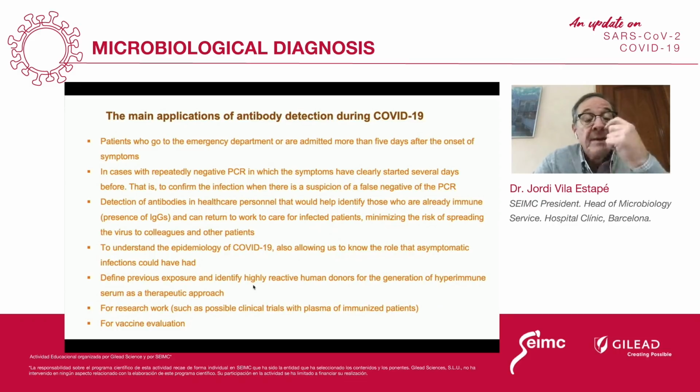The other application to detect antibodies is to understand the epidemiology of COVID-19, also allowing us to know the role of asymptomatic infections. And then another one is to define previous exposure and identify highly reactive human donors for the generation of hyperimmune serum as a therapeutic approach, which has been started already. Also detection of antibodies for research work and for vaccine evaluation.